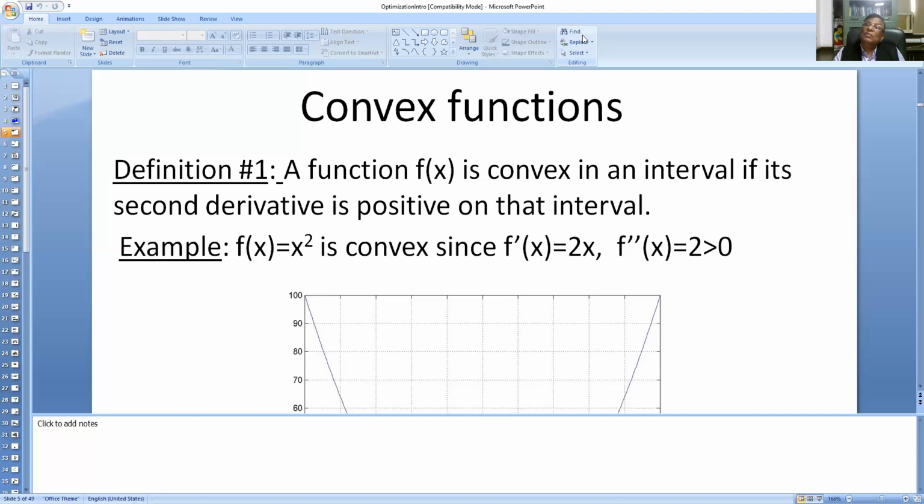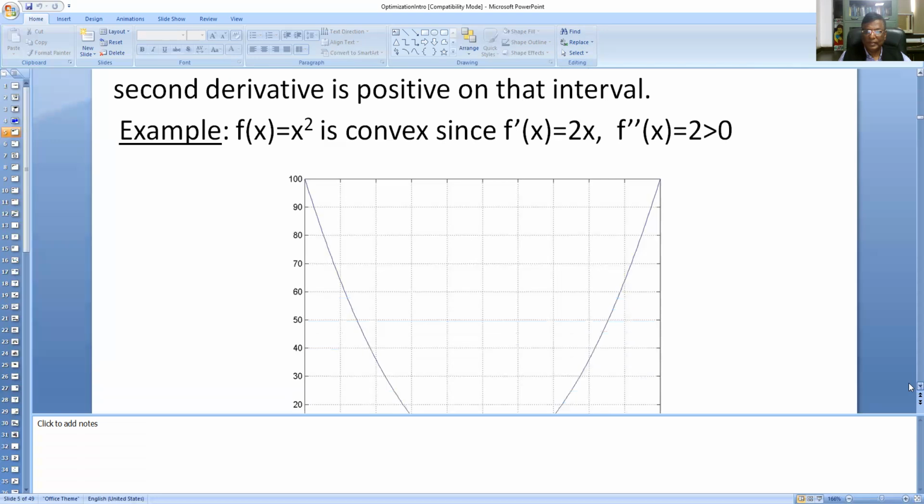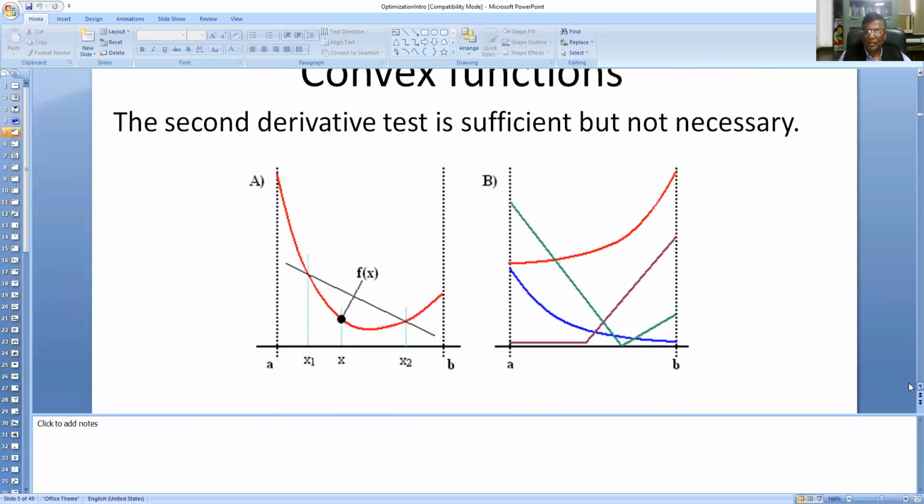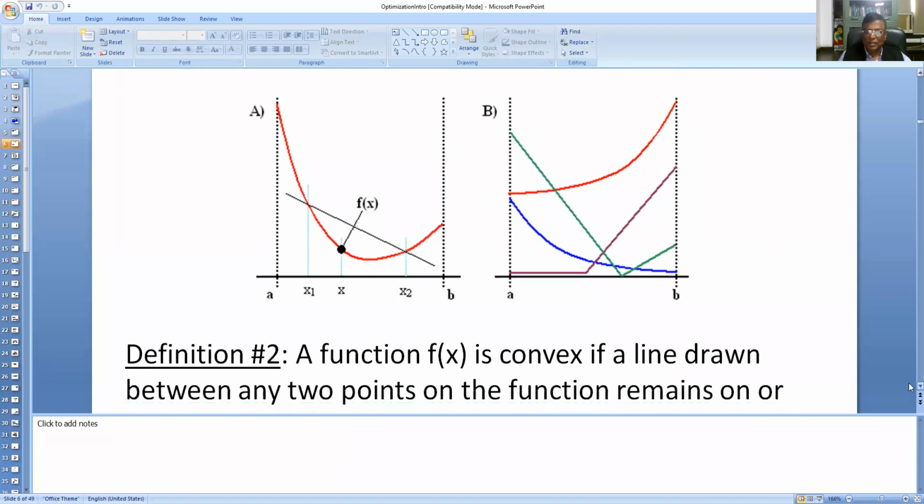If the function is constant, then the first derivative at least will be 0. So a function f(x) is convex in an interval if its second derivative is positive on that interval. Just as I told you, you can see here this function is x square, and its first derivative is this, and its second derivative is this. The differentiation of 2x is what? 2, and 2 is greater than 0. So it is positive. This is enough.